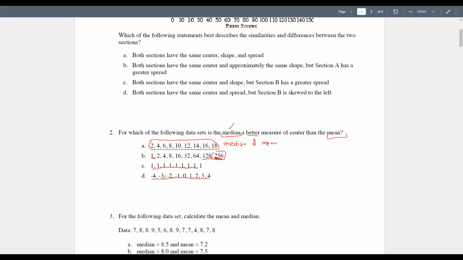If you find the mean, the mean and the median would be kind of the same thing. So what do you guys think? Which one do you think is going to be the best place to use the median instead of the mean? Because if you put the mean on it, it's going to give you a false representation of the data.